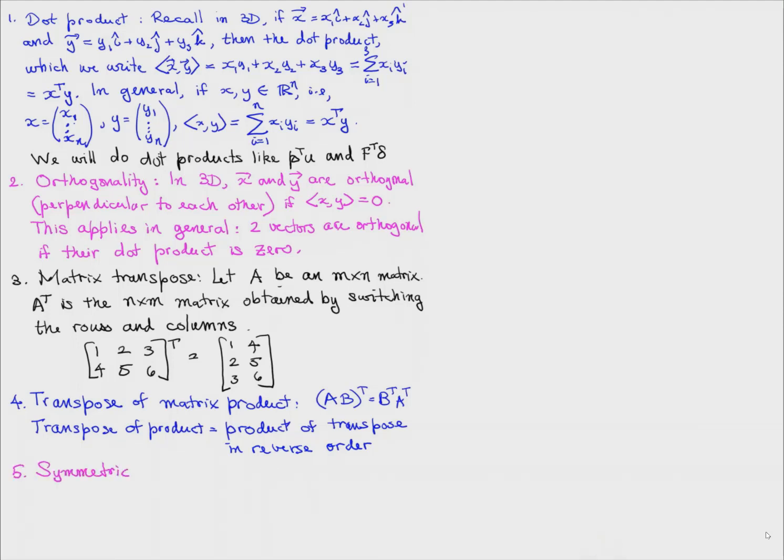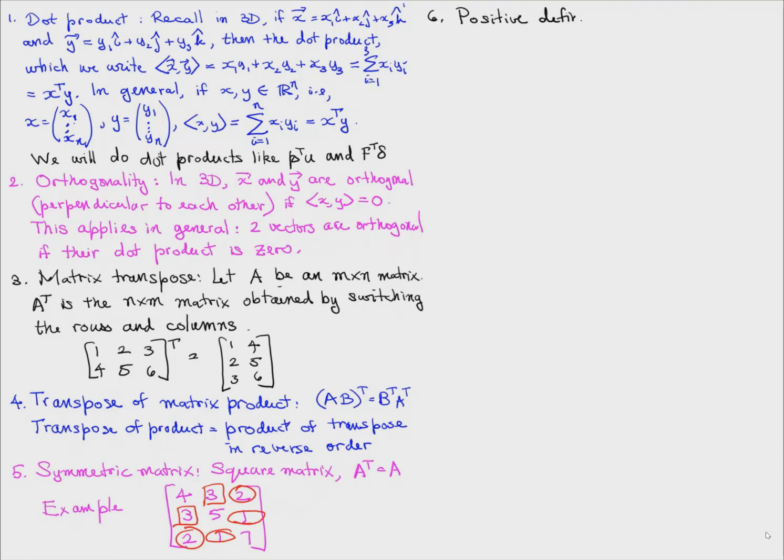The next idea is what is a symmetric matrix. A square matrix is called symmetric if the transpose of the matrix is itself. So here's an example of a symmetric matrix, and we see how the elements of the matrix are mirrored about the diagonal.